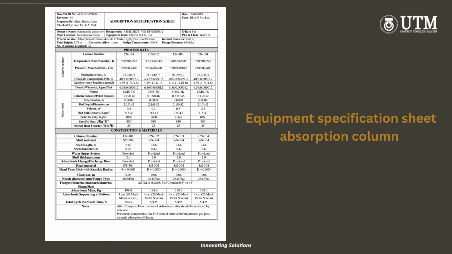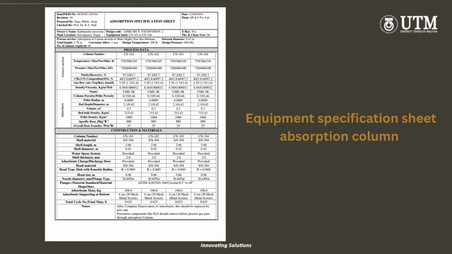This is an example of an equipment specification sheet of an absorption tower. This sheet outlines the design and operational parameters for these absorption towers. So from here we can know how the system is designed, the temperature range, and also the pressure range in which the absorption tower works. We can also know the volume of each column that contains molecular sieves packed to a certain height. We can also know the bulk density of the absorbent and also key parameters like bed voidage and pressure drop for the specified performance evaluation.